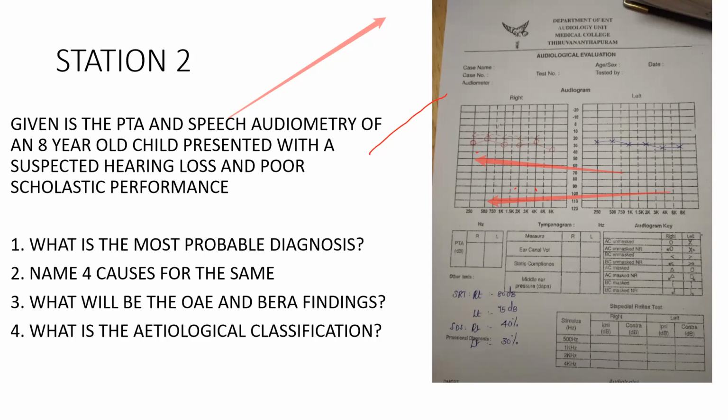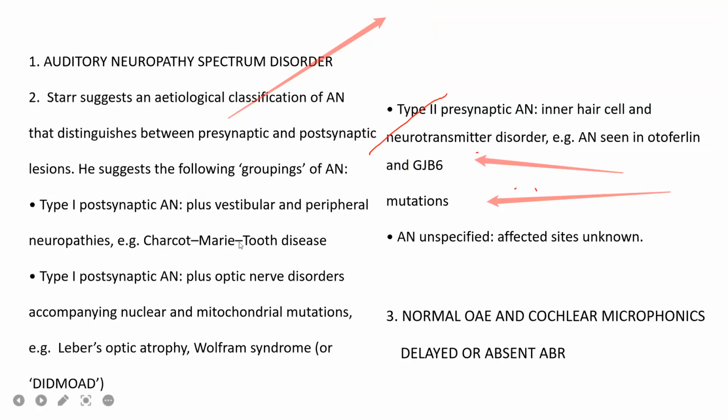Because in this, the audiogram appears normal, so there should be a clue. That is the speech discrimination score they have written. It is very low speech discrimination, only 40% and 30%, which means that it is probably auditory neuropathy. Because the pure tone audiogram is normal, but the speech discrimination is poor, which means that it is auditory neuropathy.